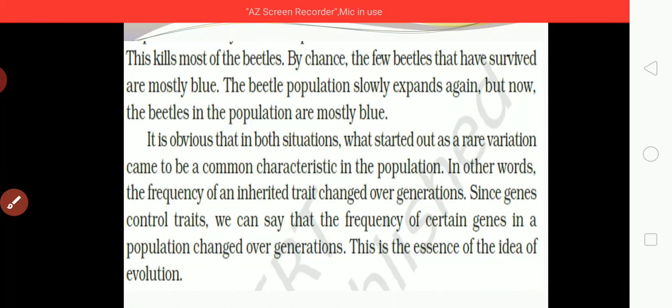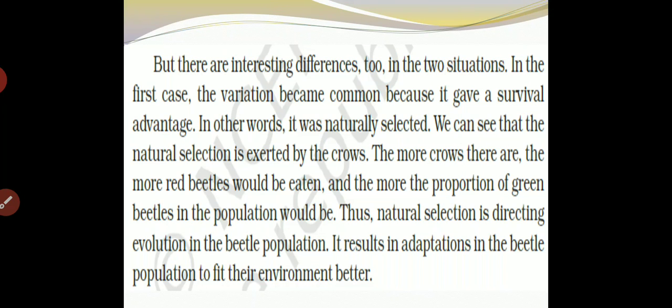So this is the idea of evolution: from generation to generation, some of the characteristics, as well as the frequency of a particular trait, change from the previous one. But there are interesting differences in the two situations. In the first case, the variation became common because it gave a survival advantage. In other words, it was naturally selected.